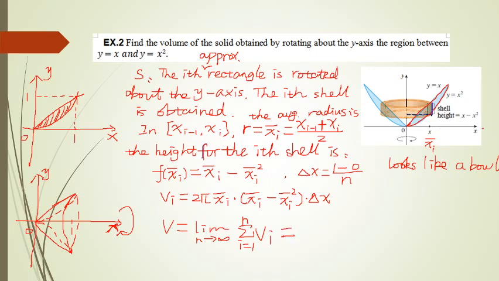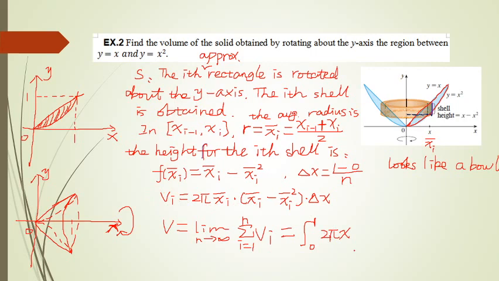This region is bounded by two function curves, y equals x and y equals x squared. So the definite integral starts from 0 to 1. How can you obtain the lower and upper limits? Follow the region here. From 0 to 1, 2 pi x, right? 2 pi x. This is just for the ice shell.